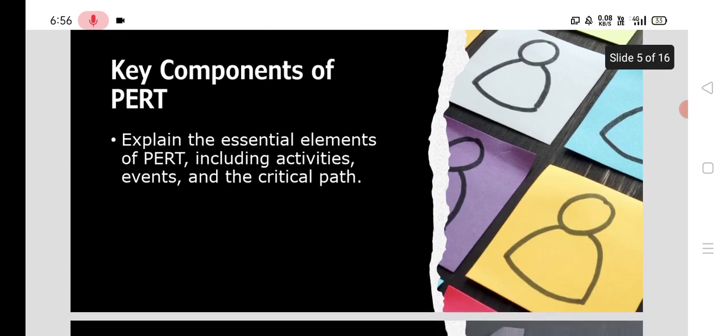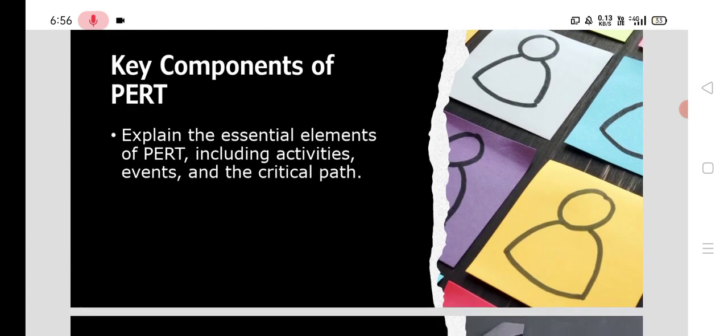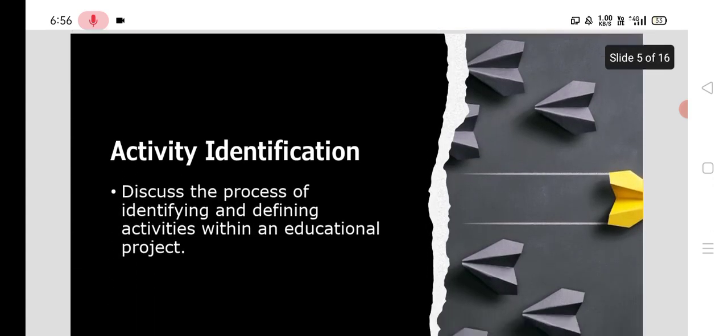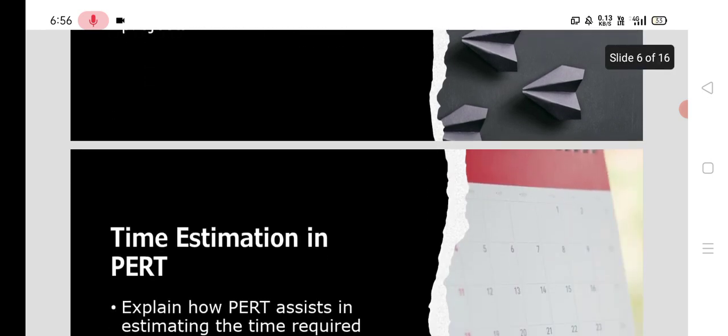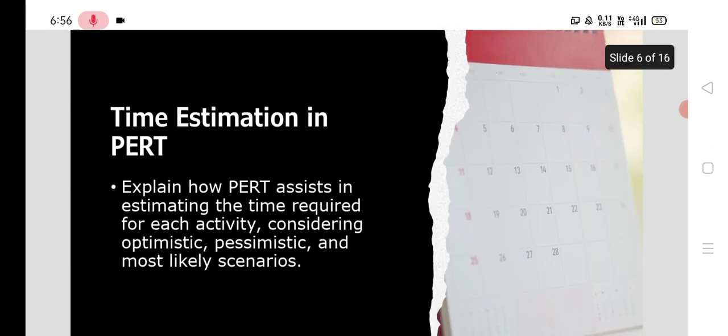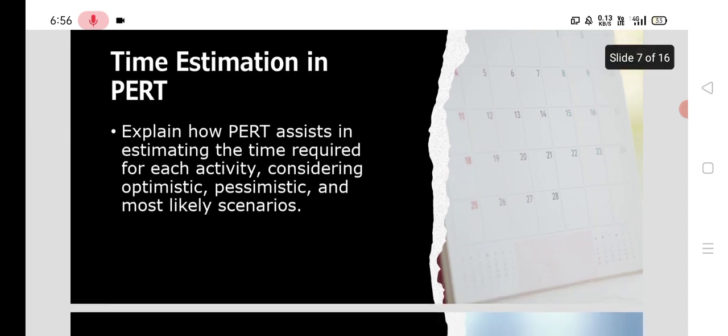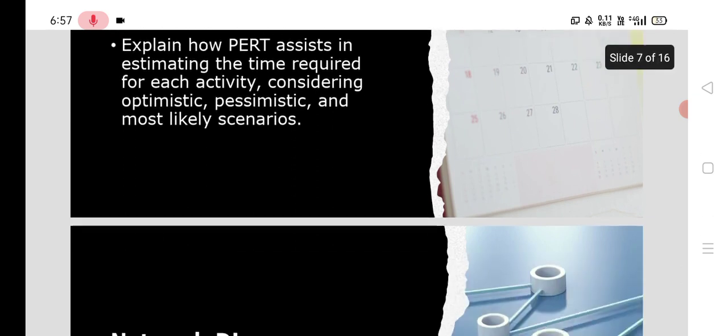Then key components of PERT. Explain the essential elements of PERT, including activities, events, and the critical path. Then activity identification. Discuss the process of identifying and defining activities within an educational project. Time estimation in PERT. Time is the basic need for all projects. Explain how PERT assists in estimating the time required for each activity, considering optimistic, pessimistic and most likely scenarios.